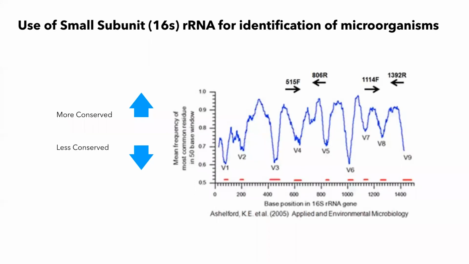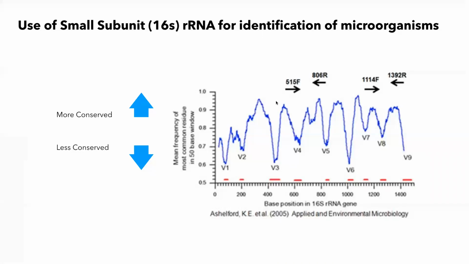The meaning of the hypervariable region, so you can see here, this is mean frequency of the most common residue in a 50 base window, right? So if you think of frequency, how often a single nucleotide changes, you can see that the variable regions are right here. V4 is right here, V3 is right here, and this is the position on the 16S ribosomal RNA gene. So you can see that the lower the number right here, the less conserved they are. The higher, the more conserved.